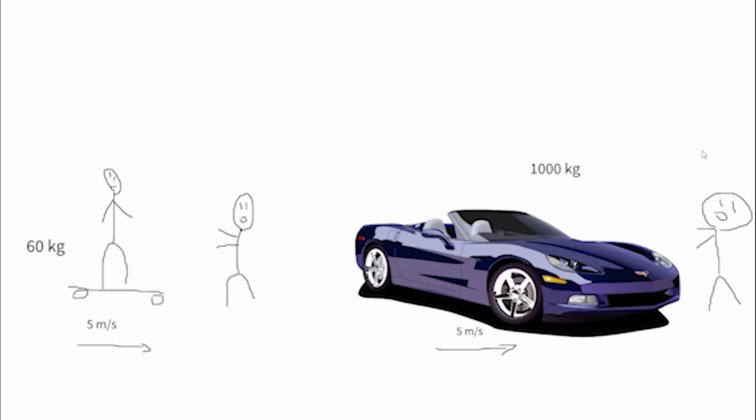As you can see here, our unfortunate volunteer Andrew has put himself in a bit of a bind. Make sure to read contracts before you sign them, guys. He has to stop both James on a skateboard, who's 60 kilograms, flying at him at 5 meters per second, and this massive car that's 1,000 kilograms, going at him at 5 meters per second. And we all know that James is going to be easier to stop.